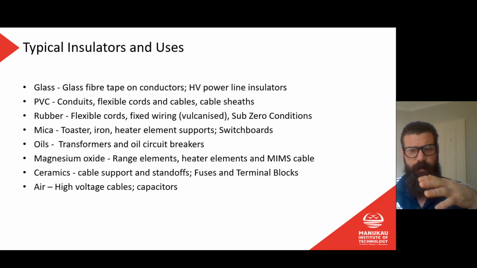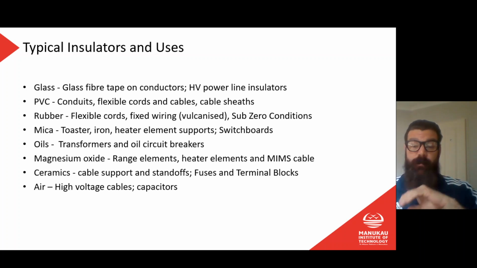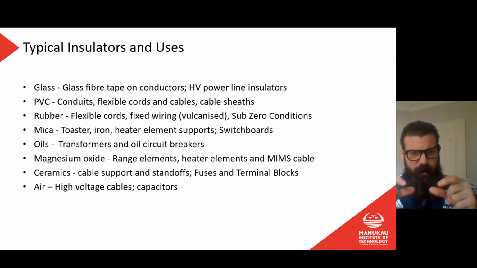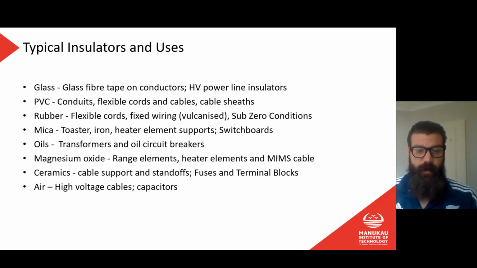It's not quite the same as a heating element because it's not designed to create heat, it's just used as an ordinary conductor, but in situations that are going to be very, very hot. Ceramics we use for cable supports and standoffs, fuses and terminal blocks, so just ceramic insulators that you use to screw a conductor to or a terminal board or something like that, so it doesn't touch whatever you're mounting it to. And we use air as an insulator.